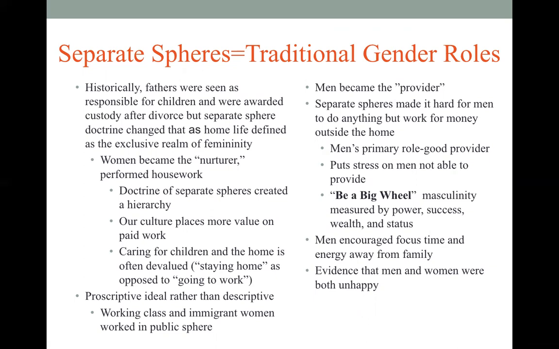And of course, this is what's called a prescriptive ideal rather than descriptive, meaning that during this time period, this was the image that was held up for what women should be. But there were always women who were unable to uphold that image, even if they wanted to. So it's worth noting that working class, immigrant women, and women who are racial minorities, many more of them were participating in the public sphere. But what's interesting is they were working, but there was still this expectation that they should be doing this expressive role in their families as well.